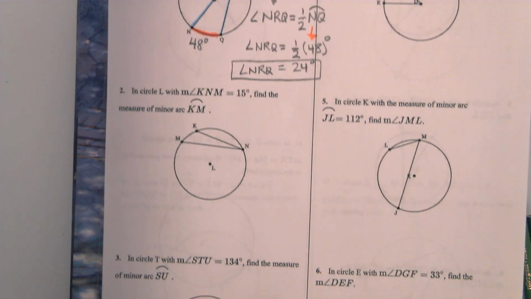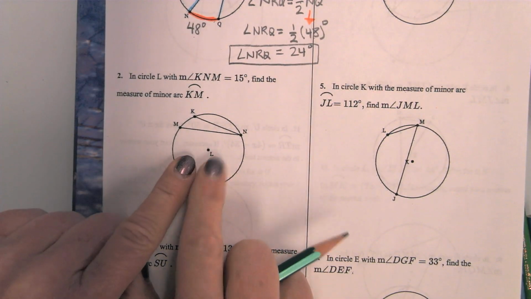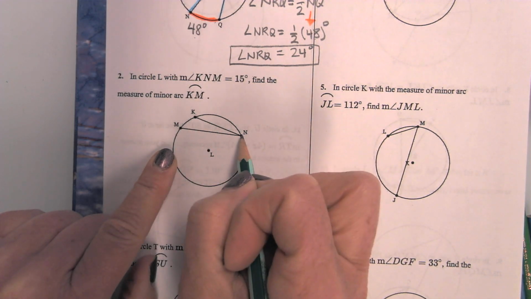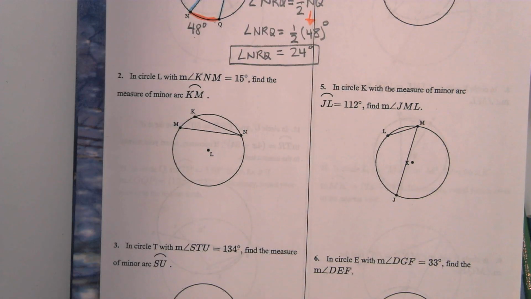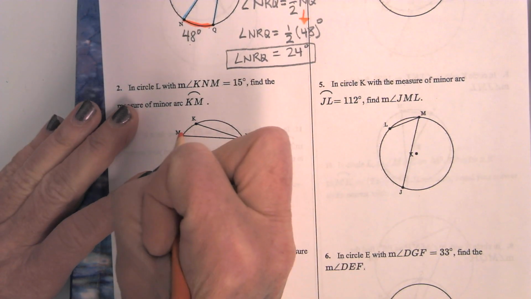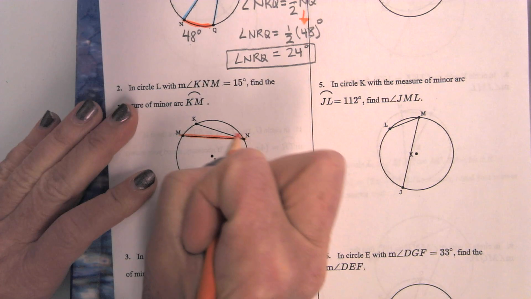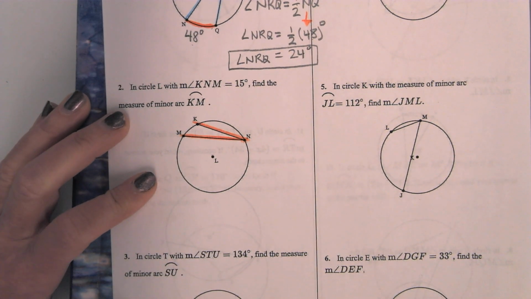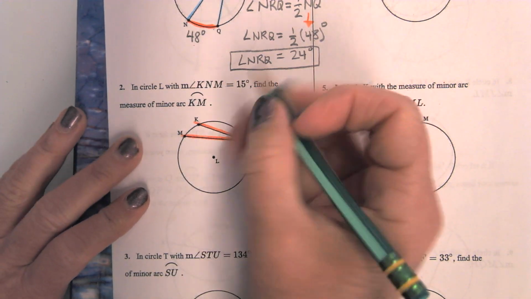Okay, let's take a look at number 2. Number 2, we have another angle here, and I first have to decide what kind I have. Does it start in the center or does it go across the whole circle? It goes across the whole circle. So what kind of angle do we have here? Any questions? We have central or inscribed here. Okay, if you're thinking inscribed, you're right.